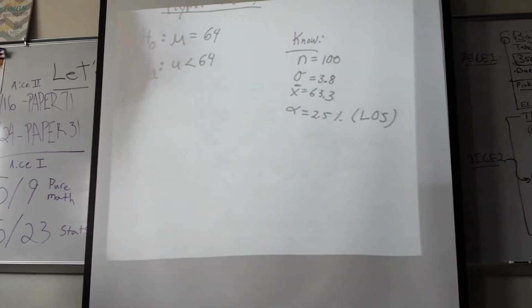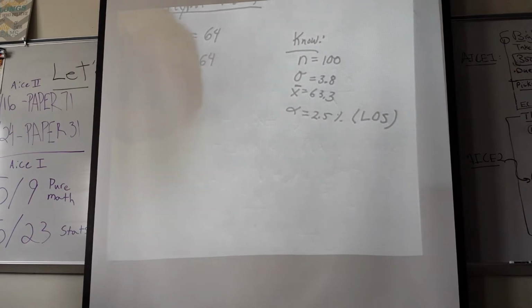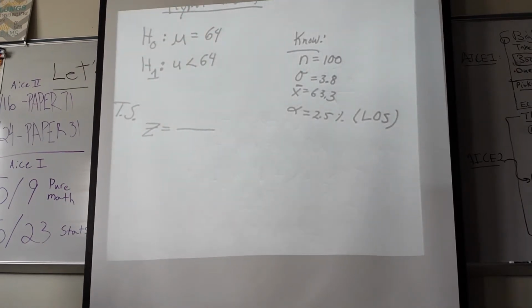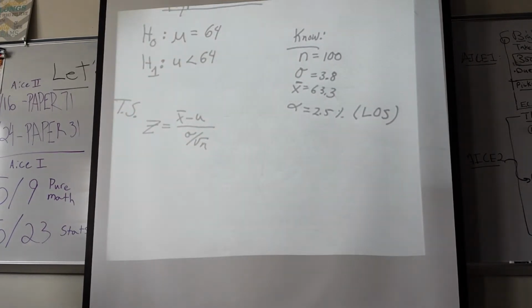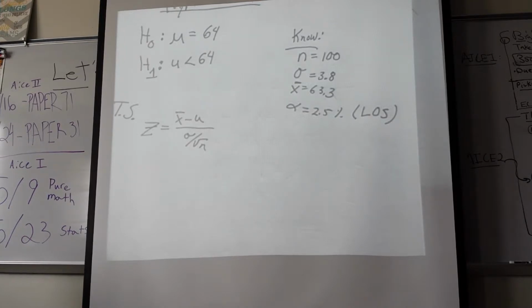Since I did this one, here we go. The test statistic, that's my Z, is equal to, the formula's on there. What's the formula? X bar minus mu over sigma over the square root of n. What's this one called? The hypothesis testing formula. There it is.